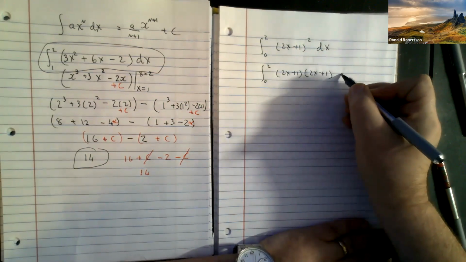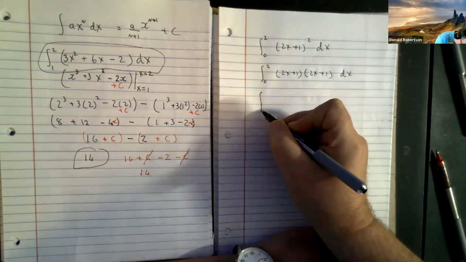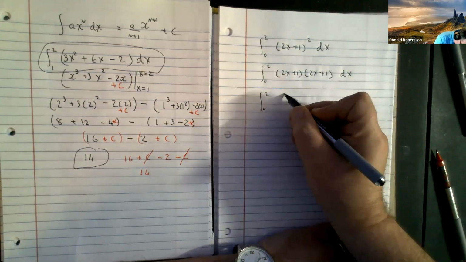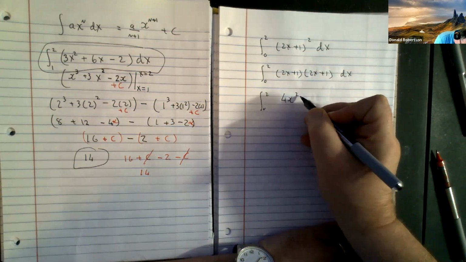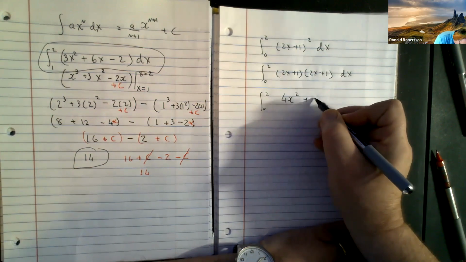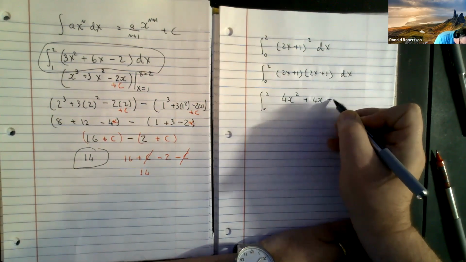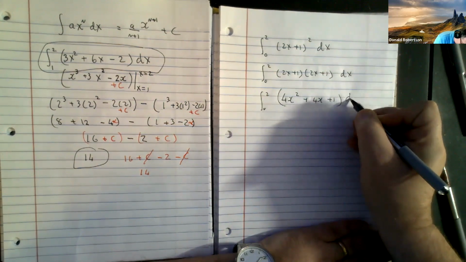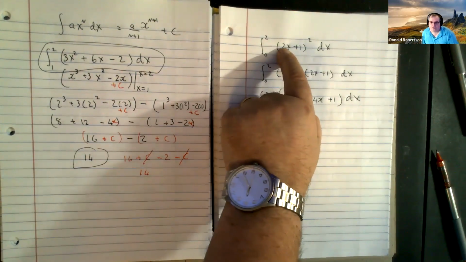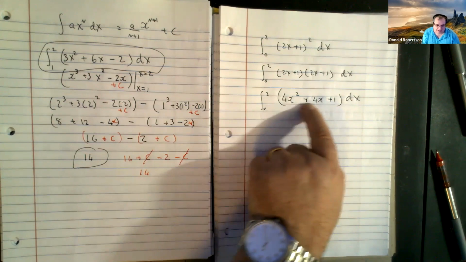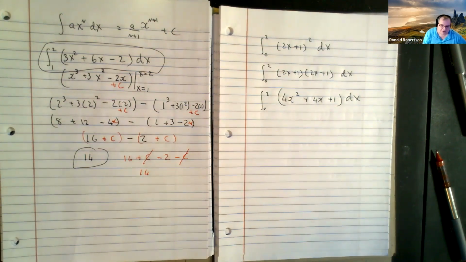as 2x plus 1 times itself. Foil this whole thing out, and you will get 4x squared plus 4x, add 1. So I cannot use the power rule on this, but I can use the power rule on this second one.